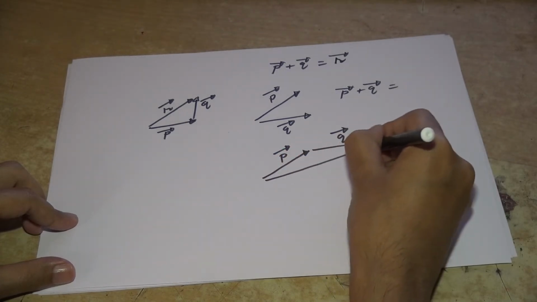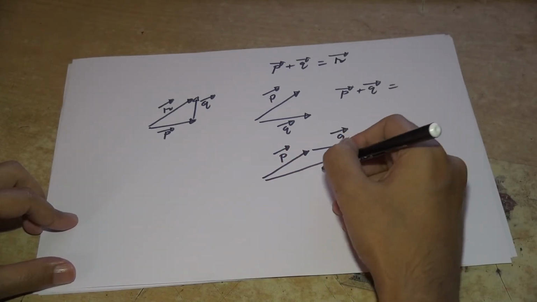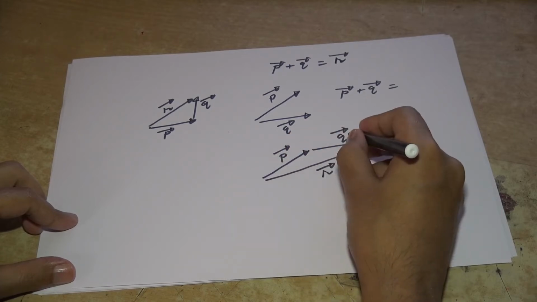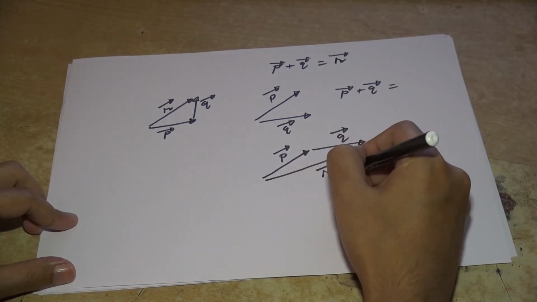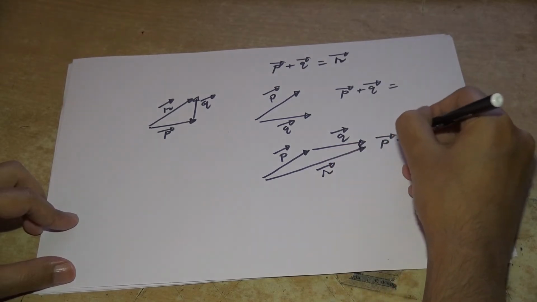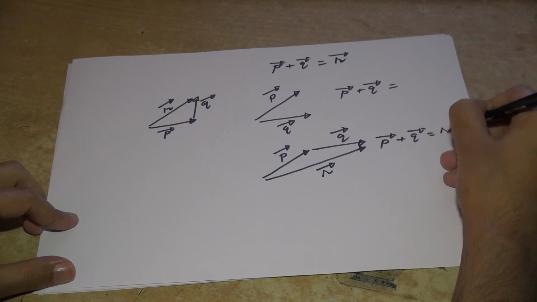So now I can easily find the displacement of p and q, which is r. The sum of the displacement of p and q is the displacement r. So I can say p plus q equals r.